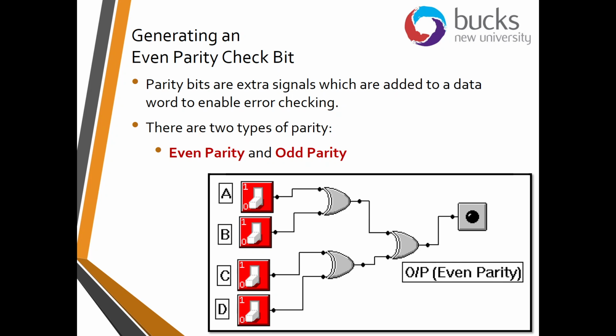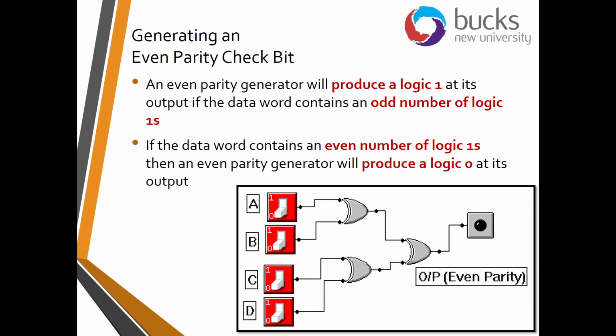So even or odd parity schemes, systems need to be in place at either end in order to check those bits. So an even parity generator produces a logic 1 at its output if the data word contains an odd number of logic 1s. If the data word contains an even number of logic 1s, then an even parity generator will produce a logic 0 at its output, as we've just demonstrated within our working version of this circuit within the multimedia logic.